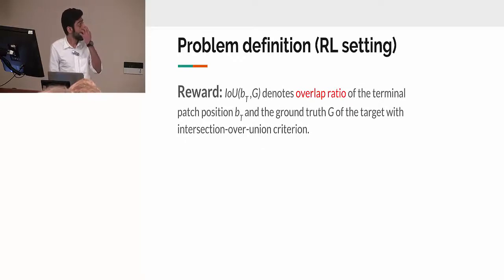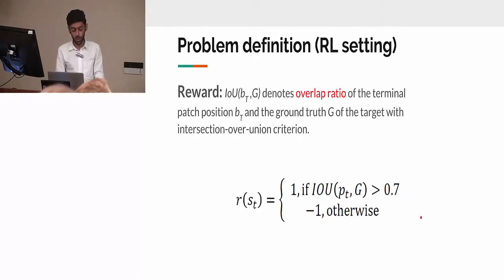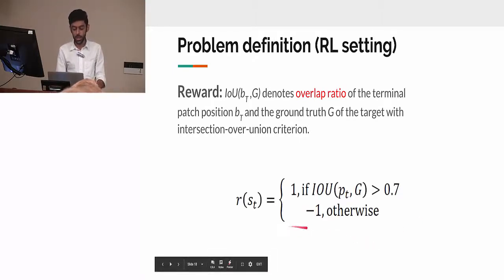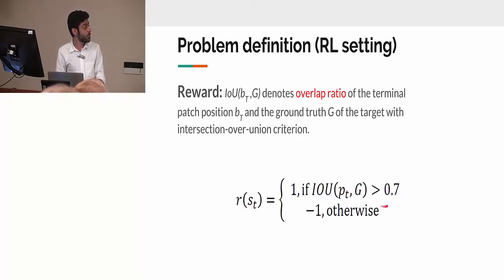Reward function. The reward function is defined based on the intersection over union of the current image patch at the current frame and the ground truth, which is basically measuring the overlap ratio. So if the intersection over union of the patch and the ground truth is above 0.7, we get a positive reward of 1, otherwise minus 1.